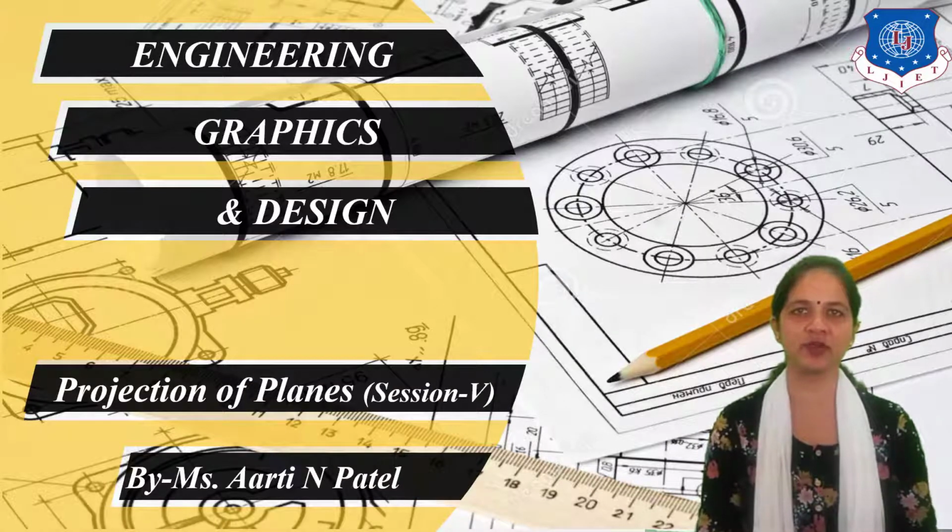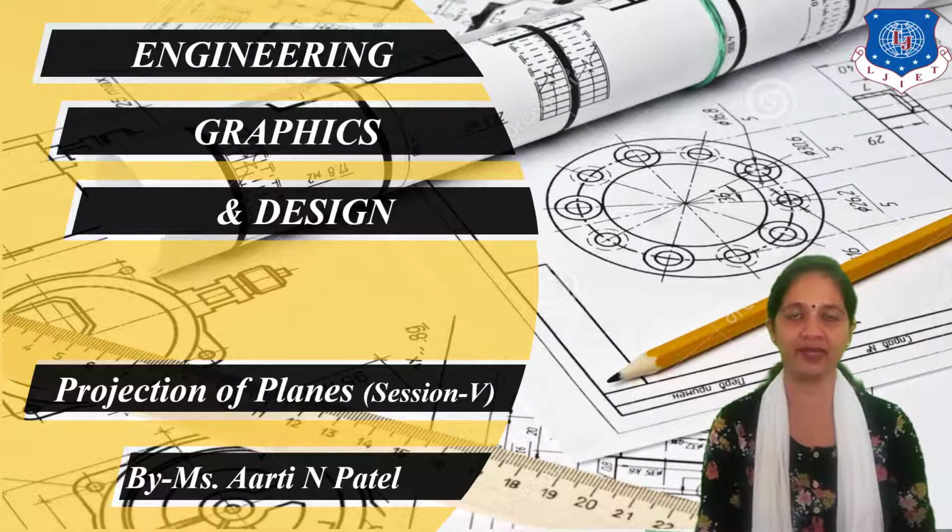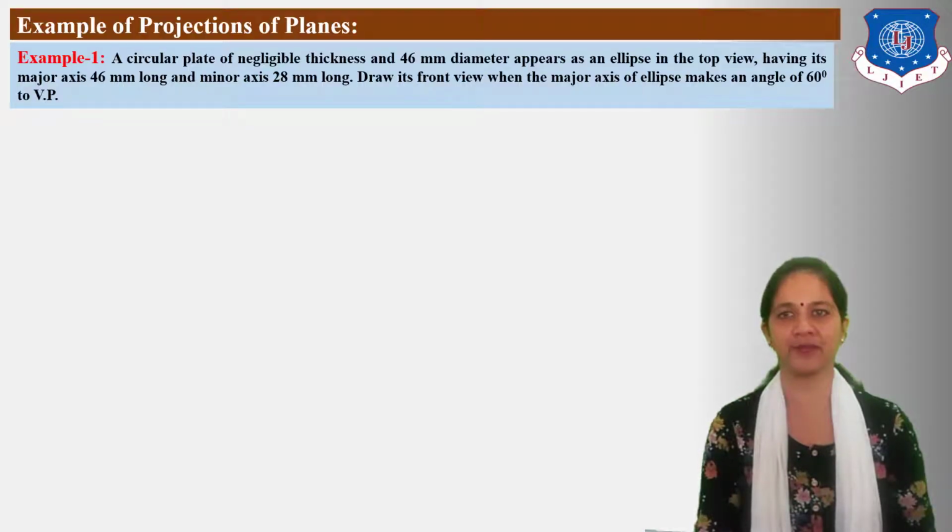This is the 5th session of the projection of plane chapter. In this session we are going to solve the example of circular planes, which are circle and ellipse. So let us start with circle plane.